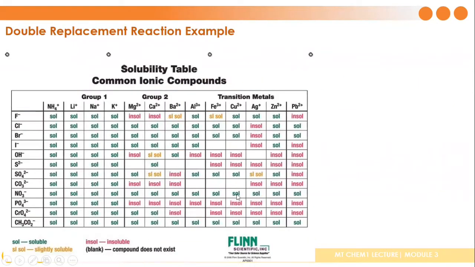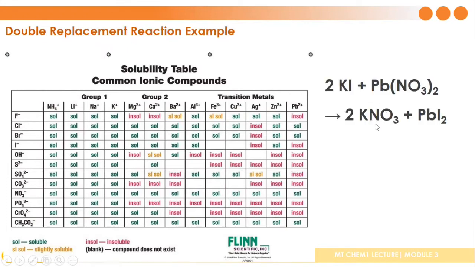So in our examples, we'll be taking a look at our solubility table. This will be helpful in knowing which product is the precipitate and which is the gas or liquid. Potassium iodide and lead nitrate will produce potassium nitrate and lead iodide. With these products, let's take a look at which is the precipitate and which is the gas or liquid.